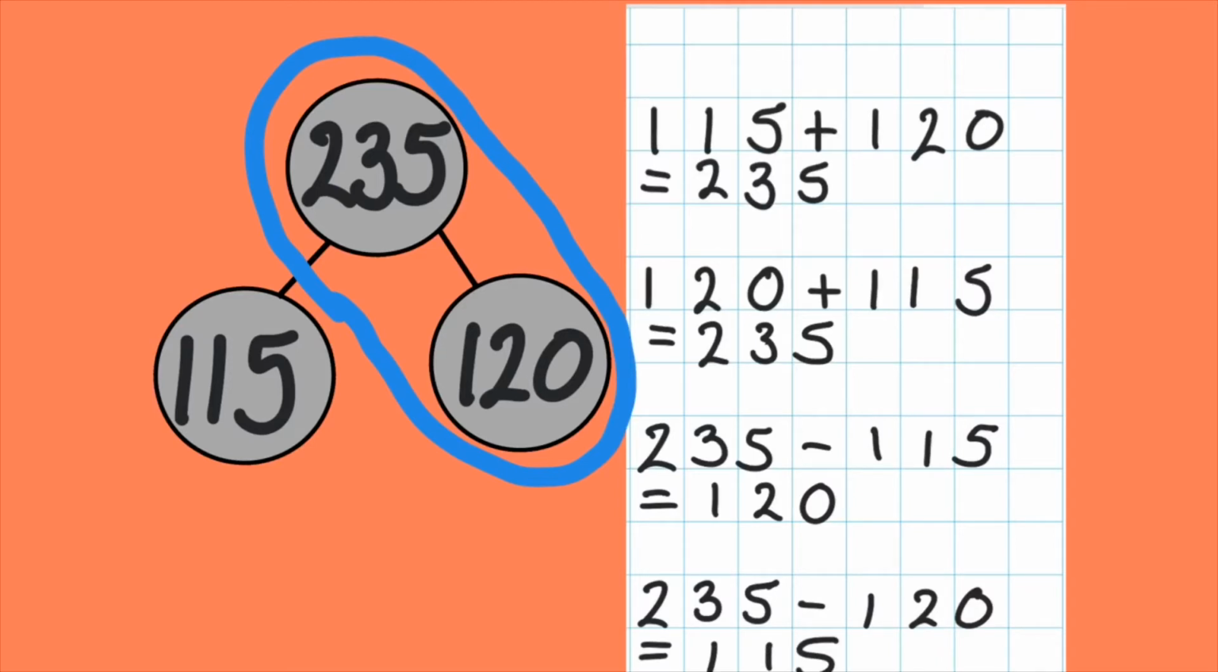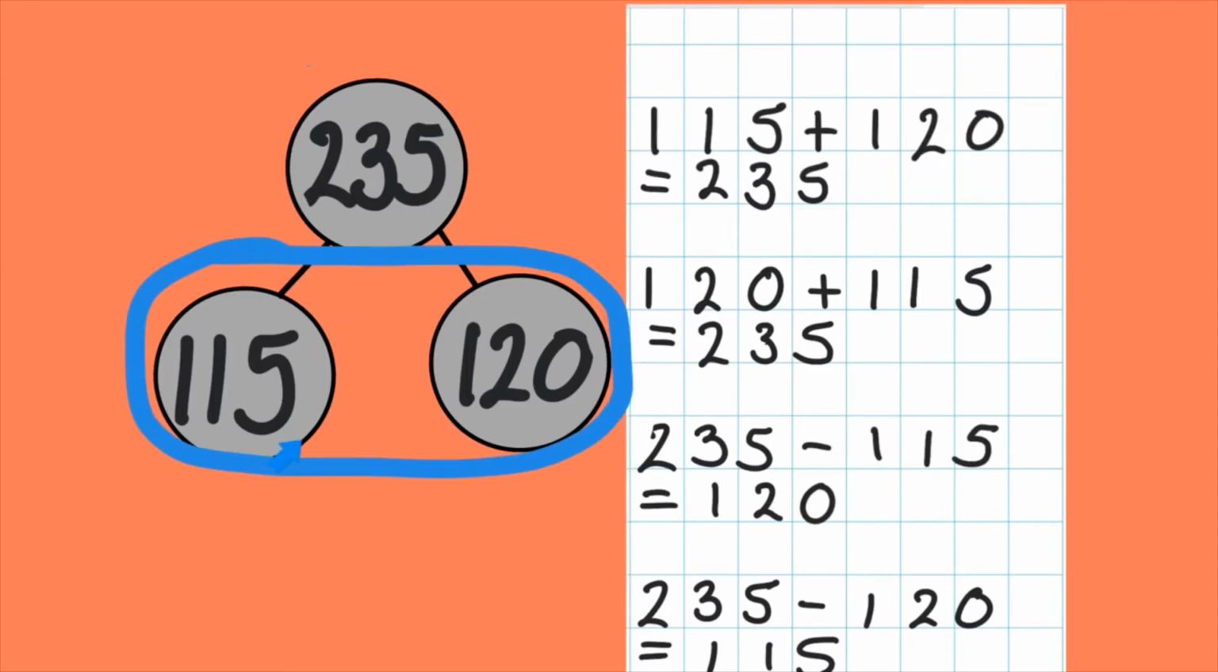What you've hopefully seen here is the inverse. So if we have 235 minus 120, we know that's 115. But the inverse, which is the opposite, tells us that 115 and 120 is back to 235. It's always the same three numbers doing addition or subtraction. Inverse means opposite.